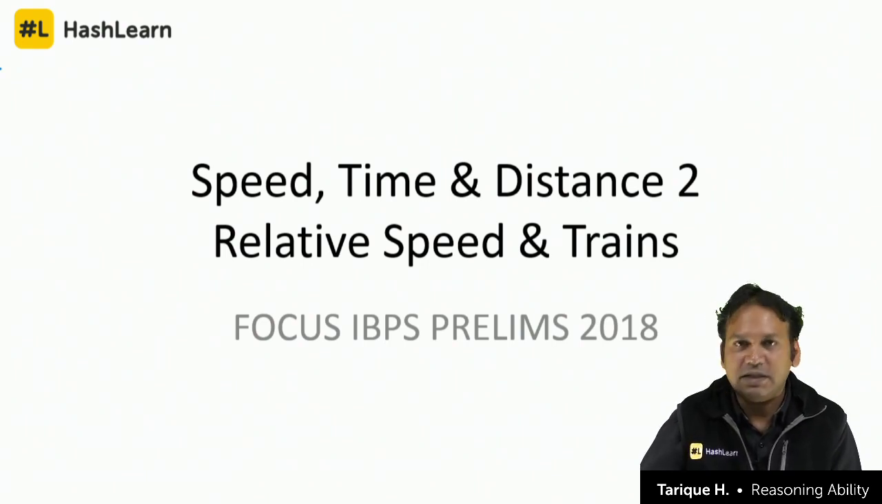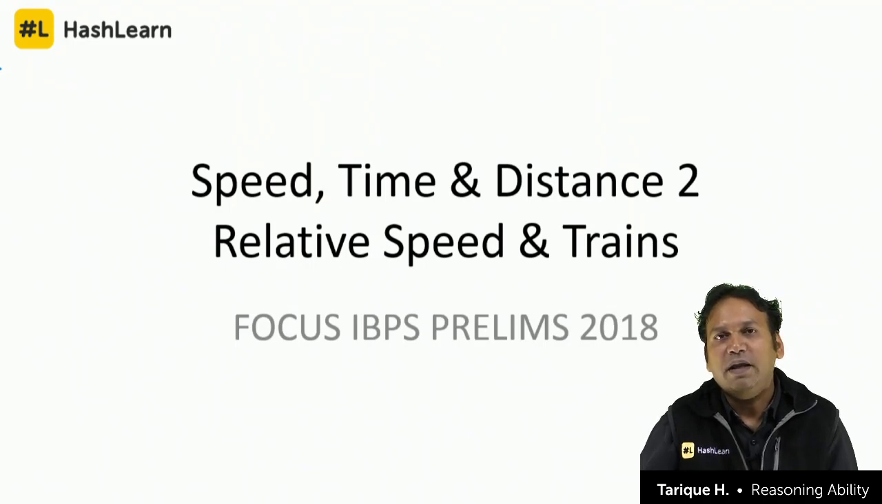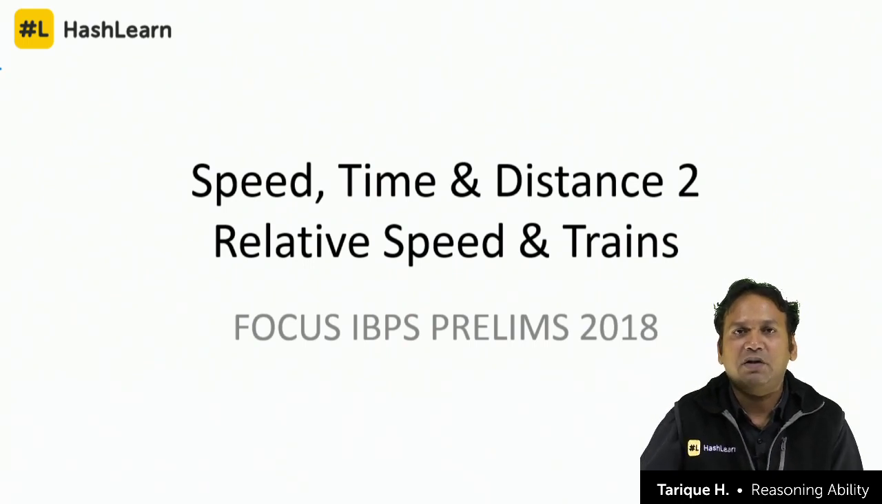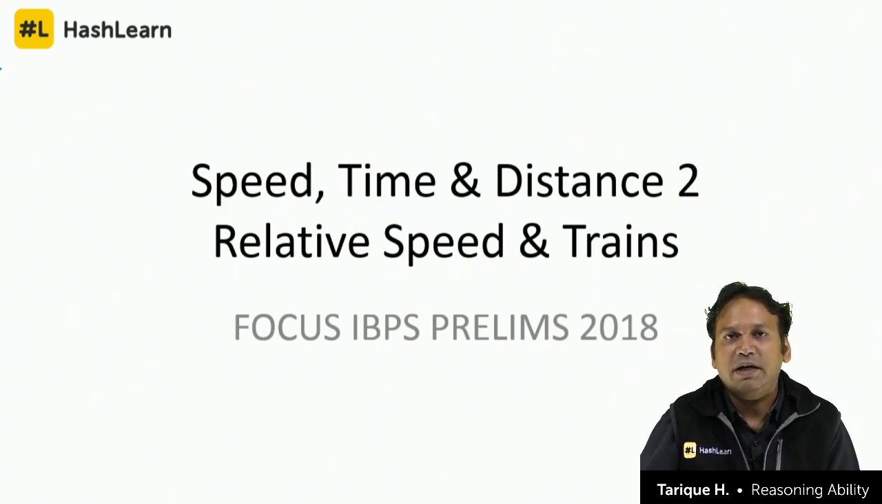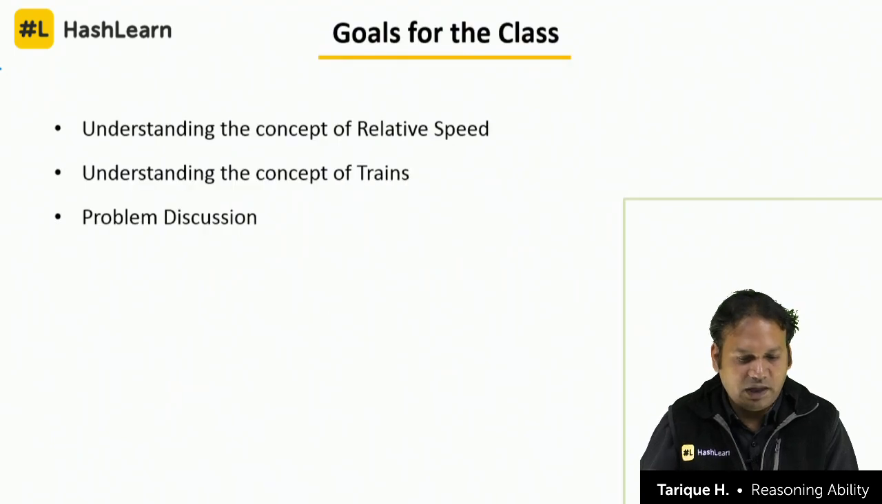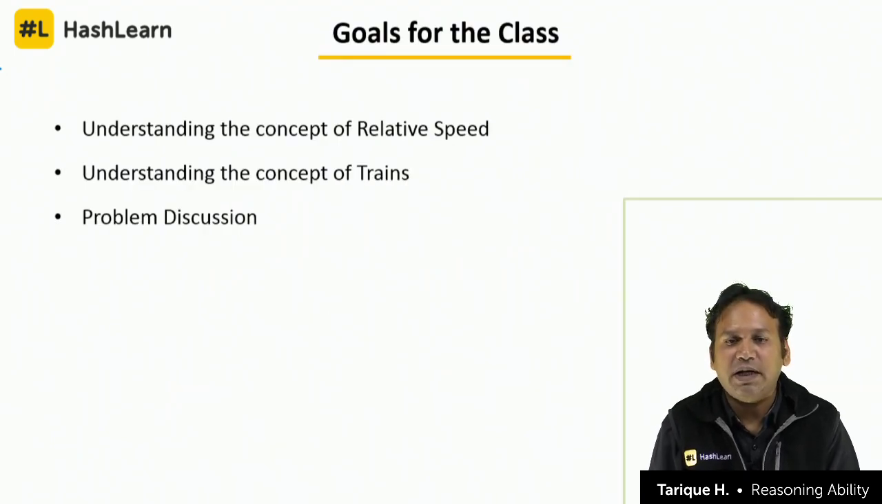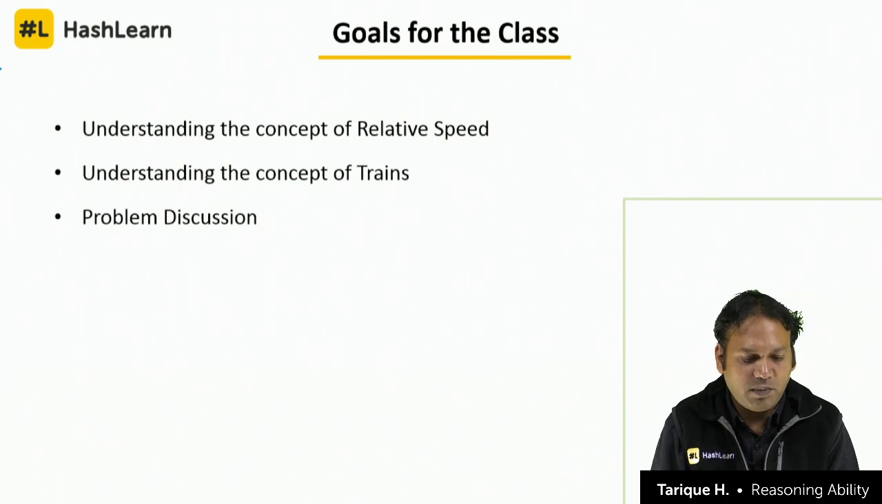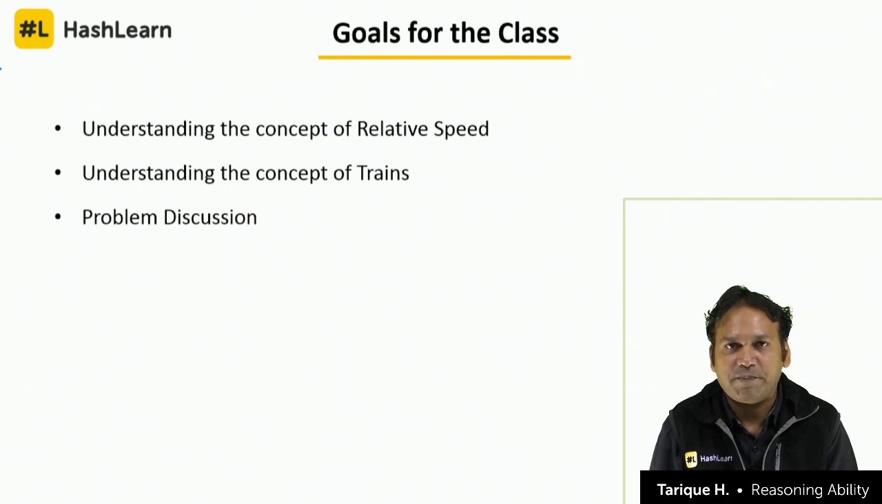The topic that I am covering today is again very important: relative speed and train. So two topics are there that I will be covering as a part of the session today: relative speed and train. We will understand what is the concept of relative speed. That will be the first goal for the class, and second is to understand the concept of trains, and along with that we will also do problem discussion. I will take some problems from these areas and we will see how to tackle those problems, right?